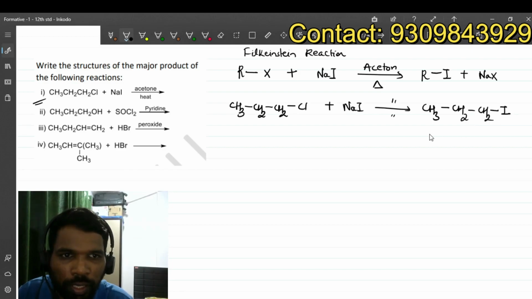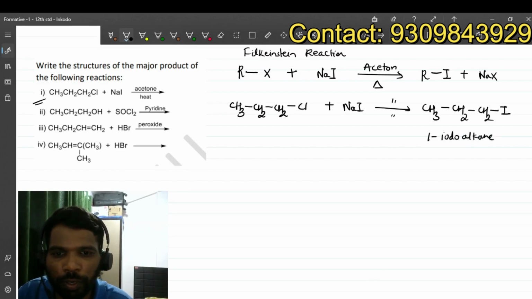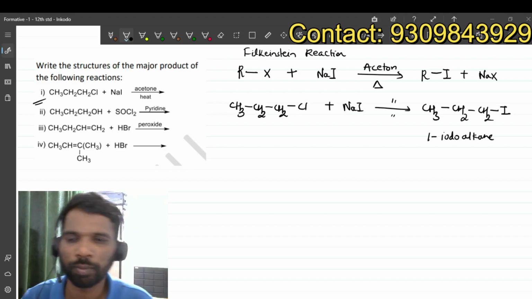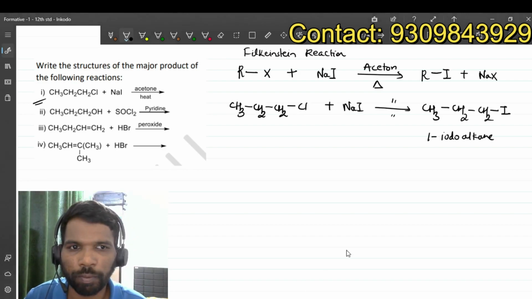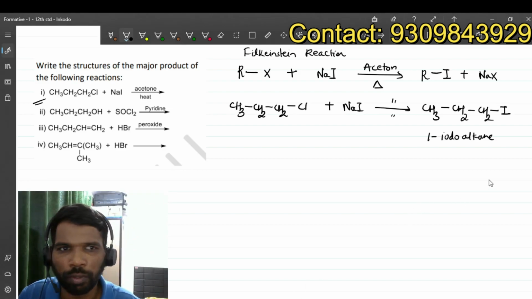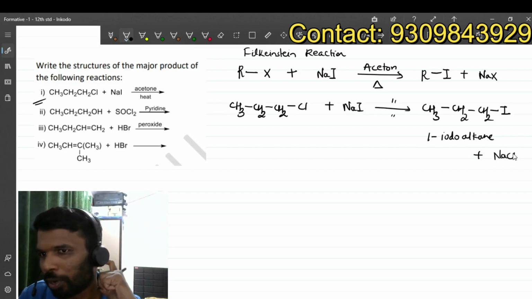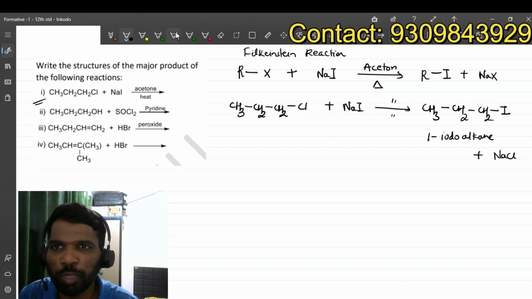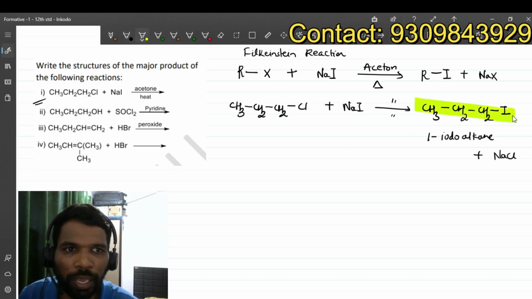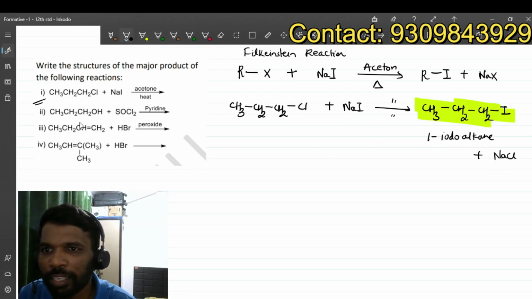So what you get is a 1-iodoalkane, plus NaCl. This will be a byproduct. Major product is asked. So major means you have to write only the main product, and this is a byproduct in this reaction. Second reaction, this is a nucleophilic substitution reaction, right?